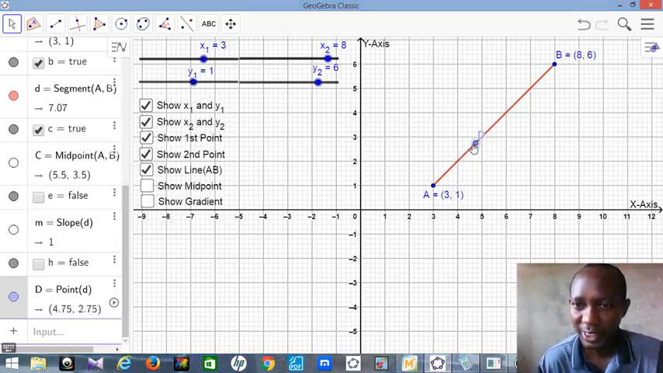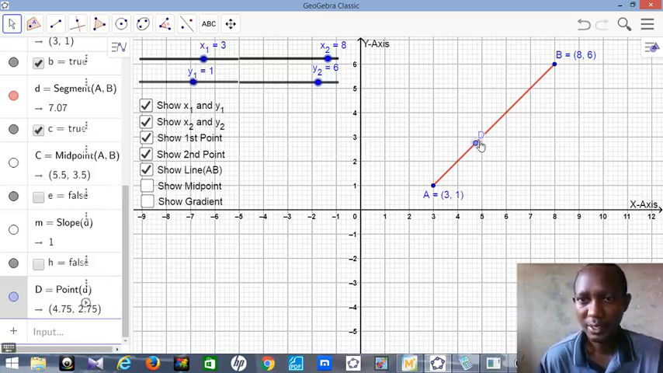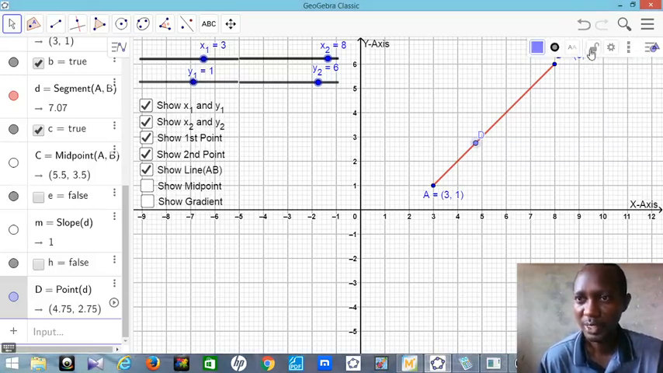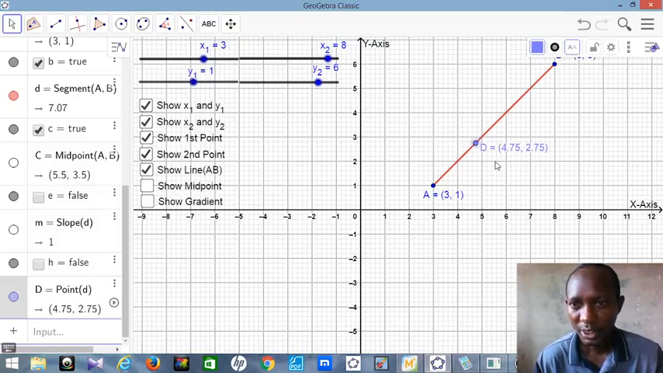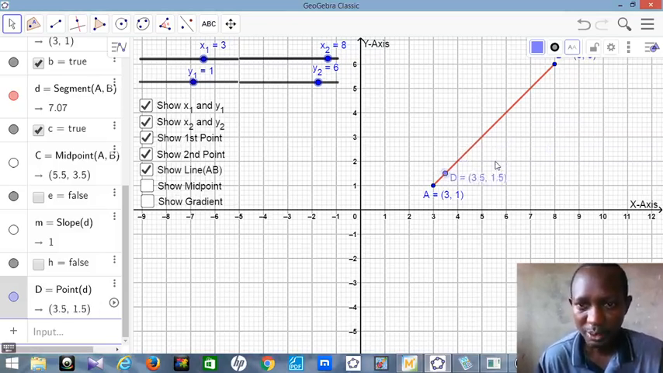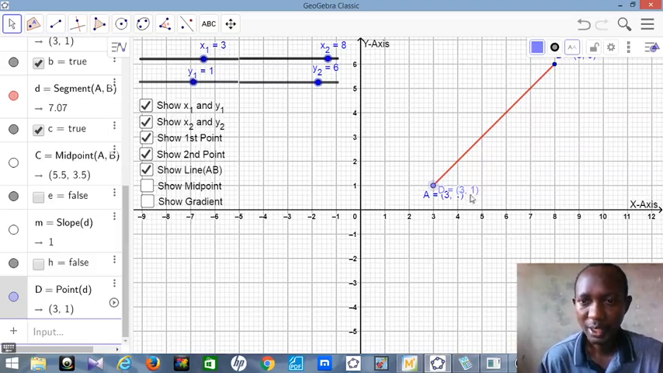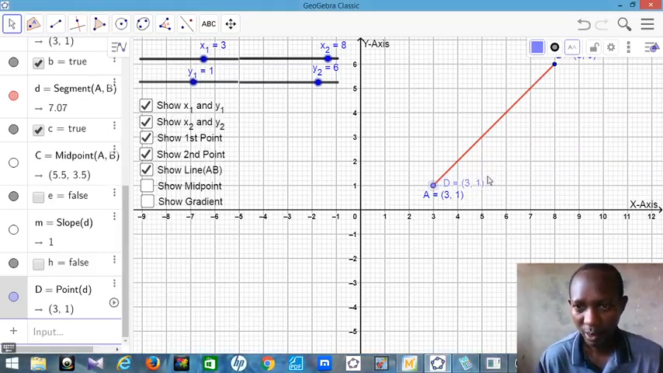As D is increasing, let me put the coordinate of D so that you can see what I'm talking about. Let's put name and value here. You can see the coordinate of D now. D is changing. When D was at the lowest point of A, it had the same coordinate as A, which is 3 and 1.